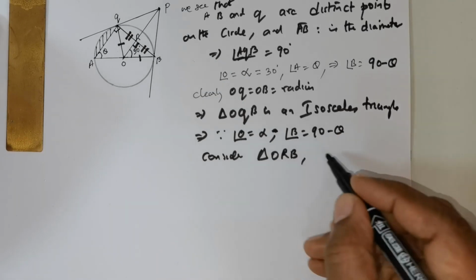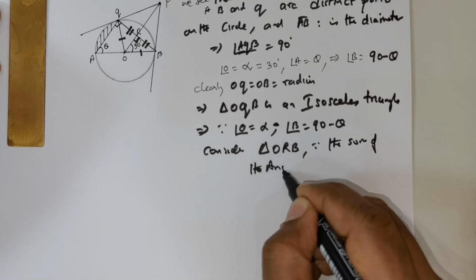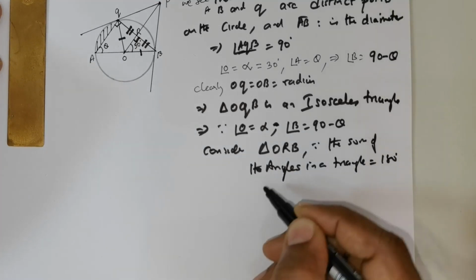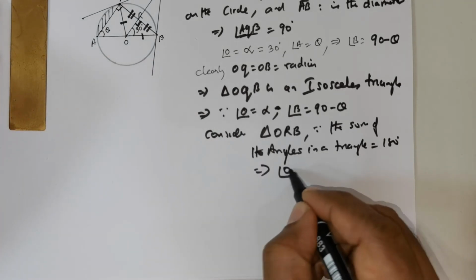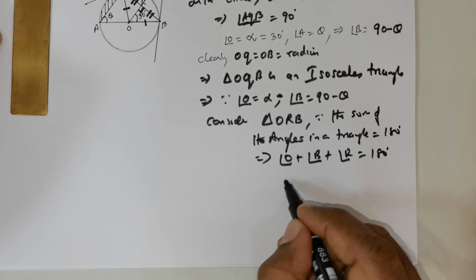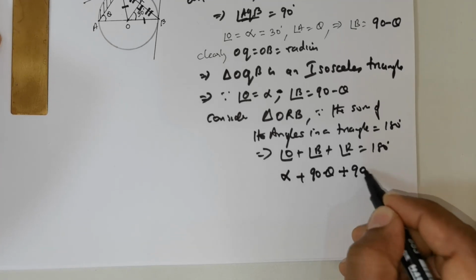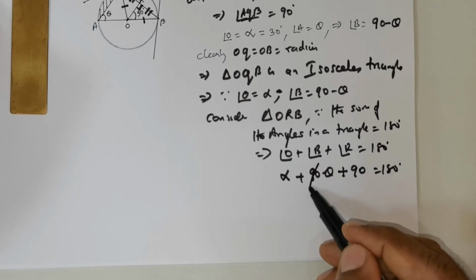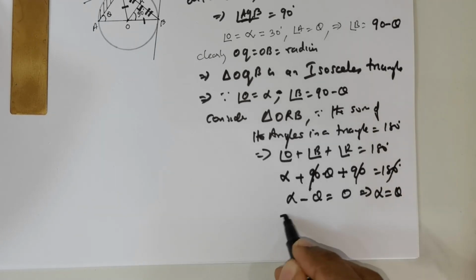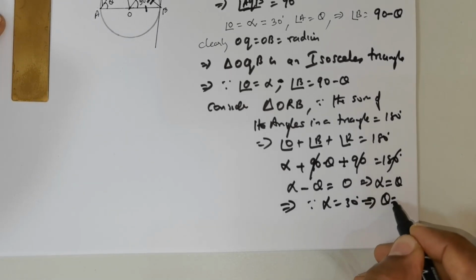Now if you were to consider ORB, since the sum of the angles in a triangle is equal to 180, this would mean angle at O plus angle at B plus angle at R is equal to 180 degrees, right? Angle at O is alpha, angle at B is 90 minus theta, angle at R is 90 degrees, equal to 180 degrees. 90, 90, 180 gets cancelled. So alpha minus theta is equal to 0. This means alpha is equal to theta. This means since alpha is equal to 30 degrees, theta will also be equal to 30 degrees.